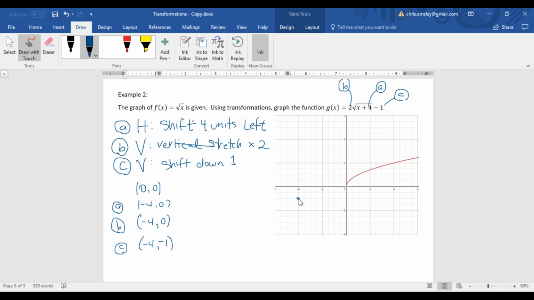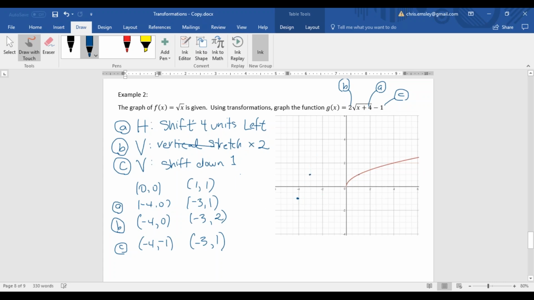This is now the starting point for our new transformed function. Our original function has a point right here at 1, 1. So let's see what happens to that one. Shift it 4 units to the left, and it becomes -3, 1. A vertical stretch times 2 means we're going to take that y value and multiply it by 2. And then the shift down by 1 unit means we're going to subtract 1 off the y value. And there's our new point, -3, +1.